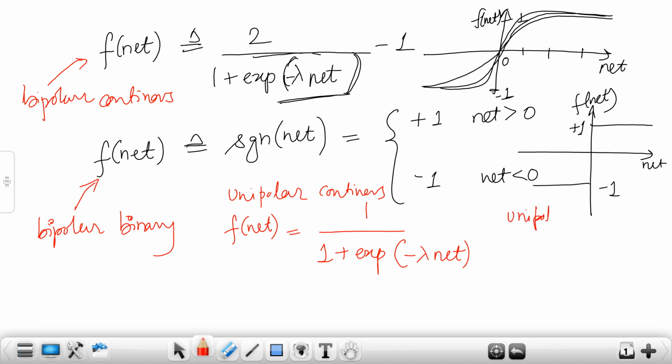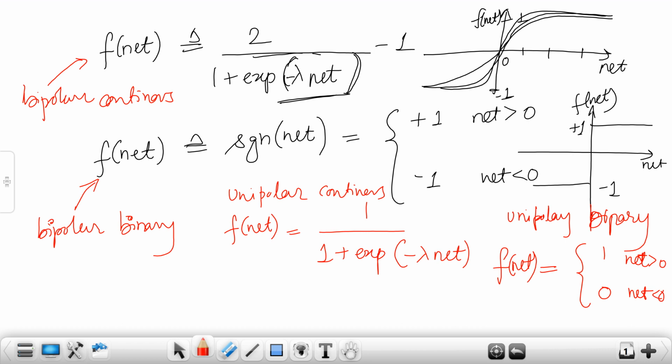Unipolar binary. Okay, unipolar binary will be what? F of net equals, it will be what? There will be only two values, 1 and 0. So this is for net greater than 0, and this is for net less than 0. Okay, this is basically acting as a threshold function, right? Threshold value.